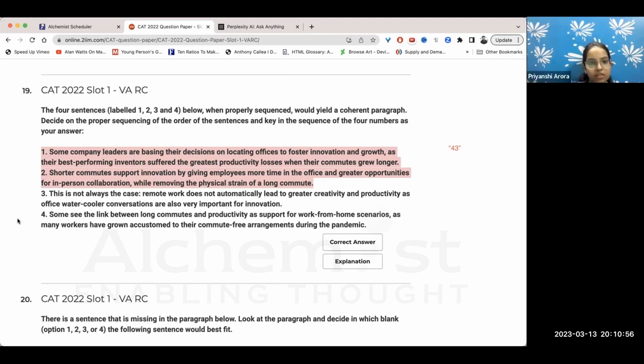If we go for second first, then the first can become the reason for that. That shorter commute supports innovation. Thus, company leaders are basing their decisions on locating offices to foster innovation and growth. Hmm. But also it can be to foster innovation and growth. Shorter commutes are being... वो तो, hmm, again 1 2 भी हो सकता है.